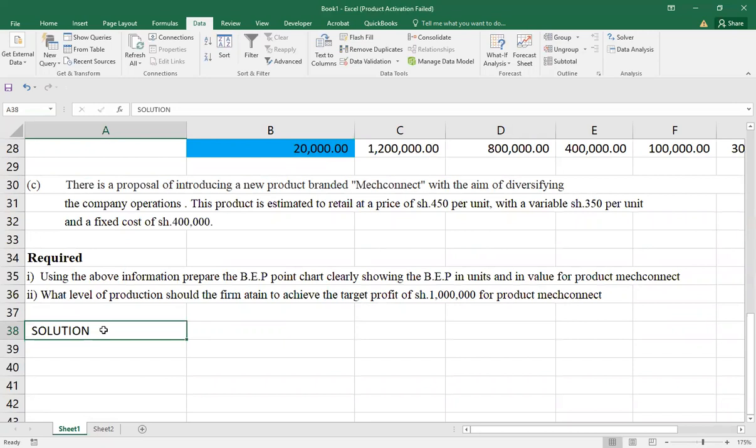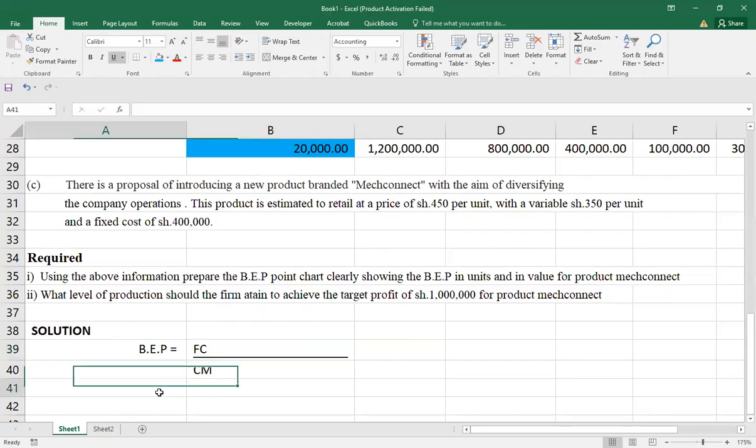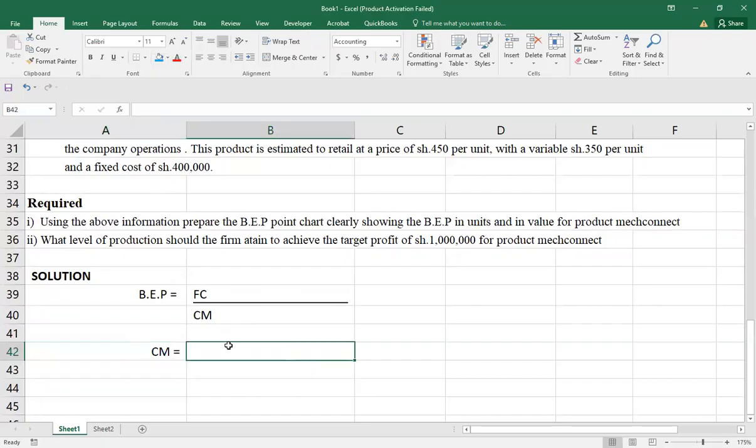So let us see, what will be our break-even point? If you can recall what Mwalimu taught us, break-even point is determined by taking our fixed cost over contribution margin. That is what will give us a break-even point, right? Break-even point is literally our fixed costs divided by contribution margin, where our contribution margin, our CM, is simply our selling price per unit minus variable cost per unit.